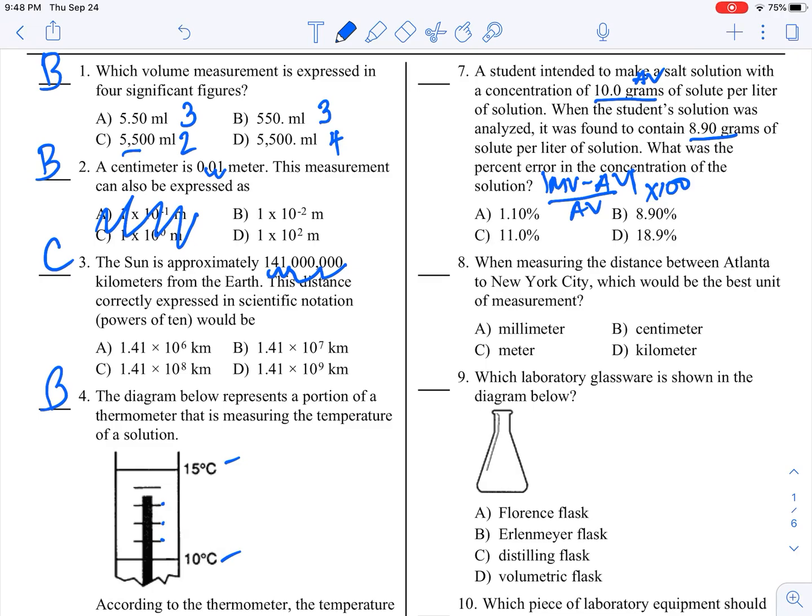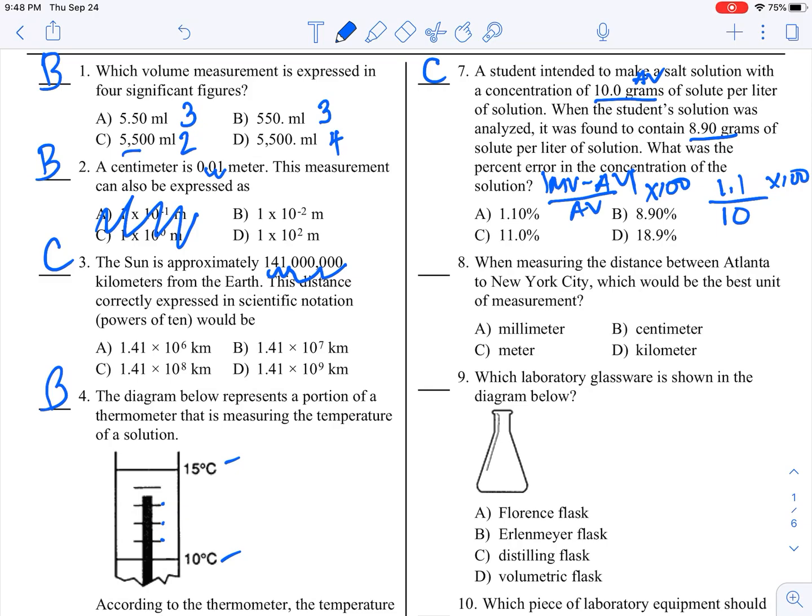So, let's see. Hold on, even I have to read it for a second. Yeah, so 10 minus 8.9 is 1.1 divided by what it should have had, which is 10, times 100, which is 11.